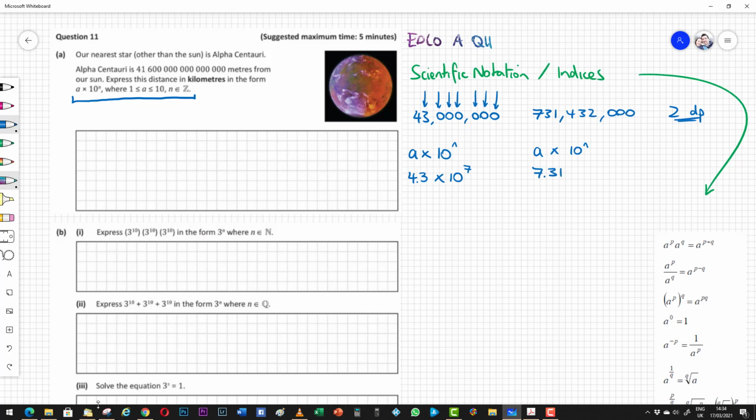Now note, we would have had to look at the number after the 1, which is a 4, to make sure that it wasn't 5 or bigger. If it was 5 or bigger, we'd have to round up to 7.32. So 7.31 is our number between 1 and 10, and then multiplied by 10 to the power of the number of digits after the first digit. So we have a 7, and then we have 1, 2, 3, 4, 5, 6, 7, 8. And so in this example, our scientific notation is 7.31 times 10 to the power of 8.